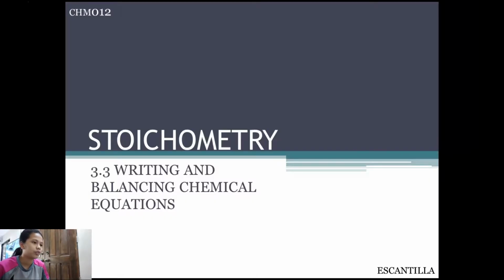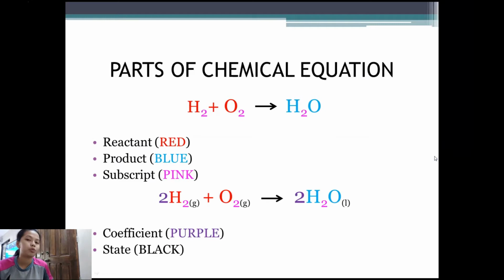Good day everyone. So today we're gonna talk about stoichiometry, specifically the topic writing and balancing chemical equations. So first we need to know the parts of a chemical equation. Here we have a sample: H2 plus O2 yielding H2O.